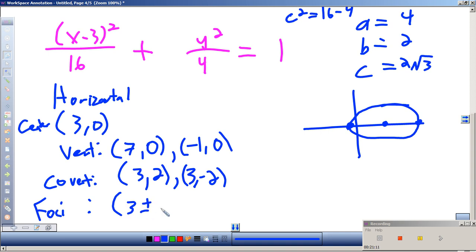So I'm going to write 3 plus or minus 2 root 3, 0. Now, why do I write this one this way or the other way? Because this is irrational and makes it a bit messy. I mean, we could write this as 3 plus 2 root 3, 0 and 3 minus 2 root 3, 0. But since we're not simplifying it, it looks better to combine it into a single expression.